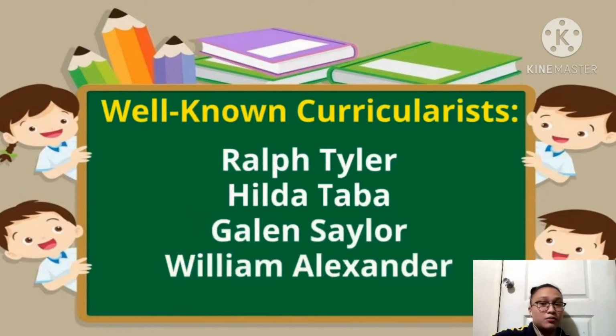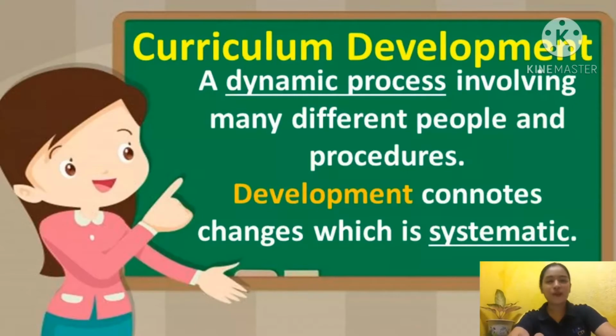There are many other models, but let us see the 3 for this lesson. We would know the 3 models as we go on in the video. So now, when you say curriculum development, it is a dynamic process involving different people and procedures. People such as teachers, the curriculist, and many more.